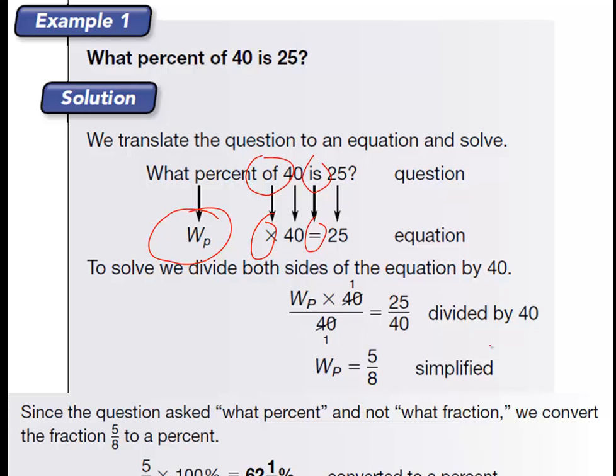We've got to isolate that variable, WP, and because it's being multiplied, we do the opposite function and divide by 40. That eliminates the 40 and leaves us just with the variable, what percent. When we divide 25 by 40, we simplify that down to 5/8. Then we convert that fraction into a percentage, and we end up with 62.5%.